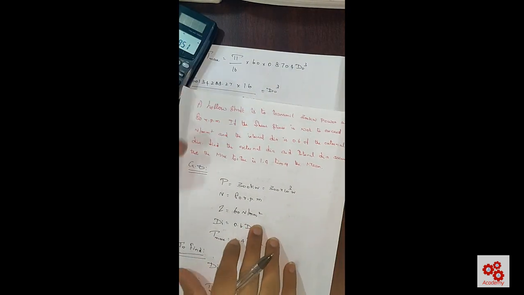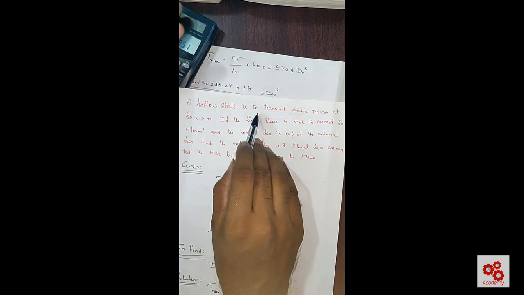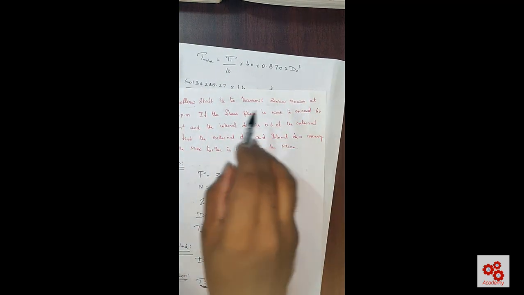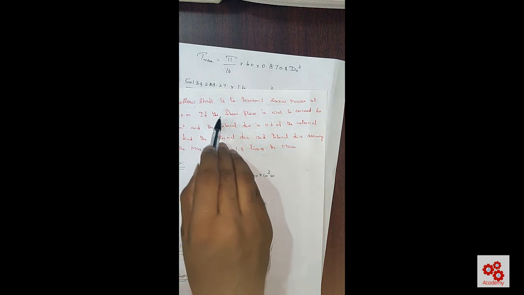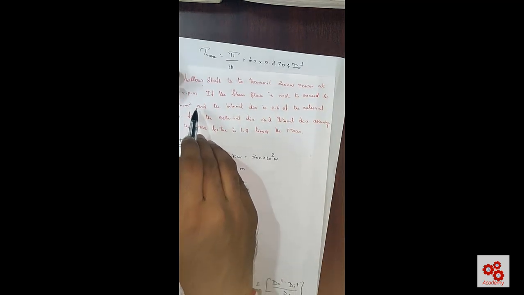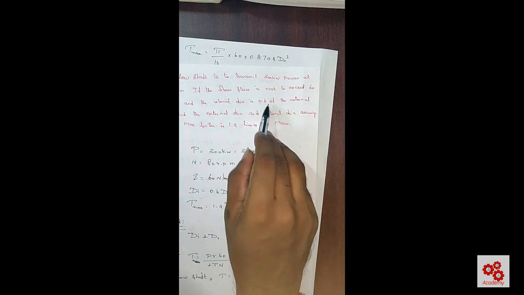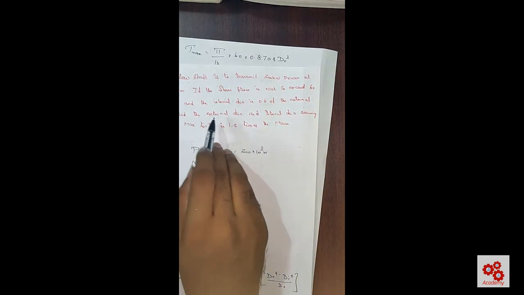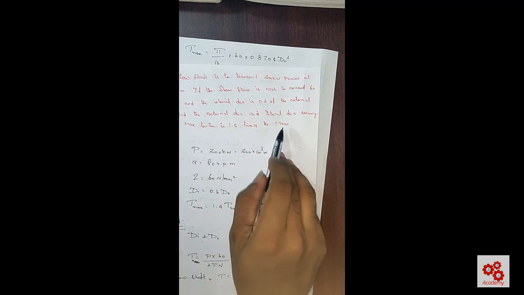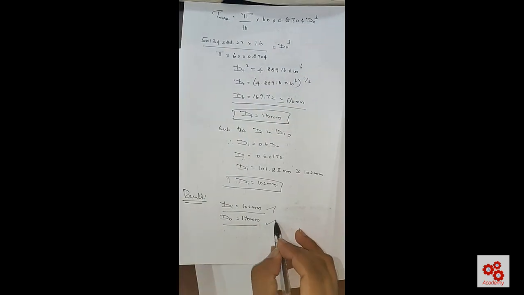Once again, I am repeating: there is a hollow shaft that transmits 300 kilowatt power at 80 rpm. The shear stress is not to exceed 60 Newton per mm square, and the internal diameter is 0.6 of the external dia. Find the external dia and internal dia, assuming that the maximum torque is 1.4 times the mean. We have found the result for the internal dia and the outer dia.